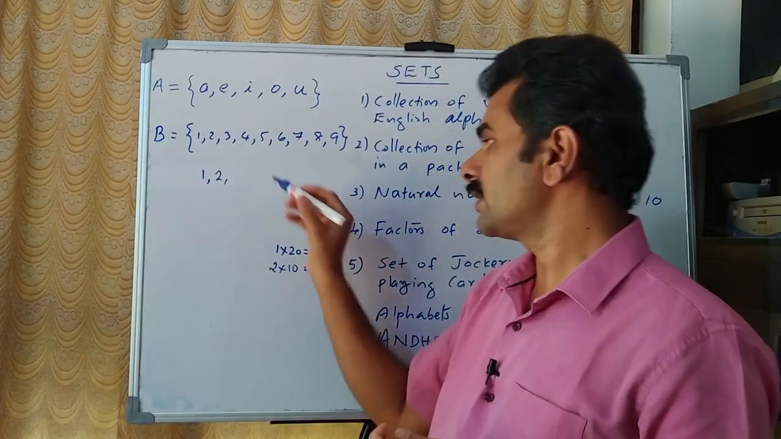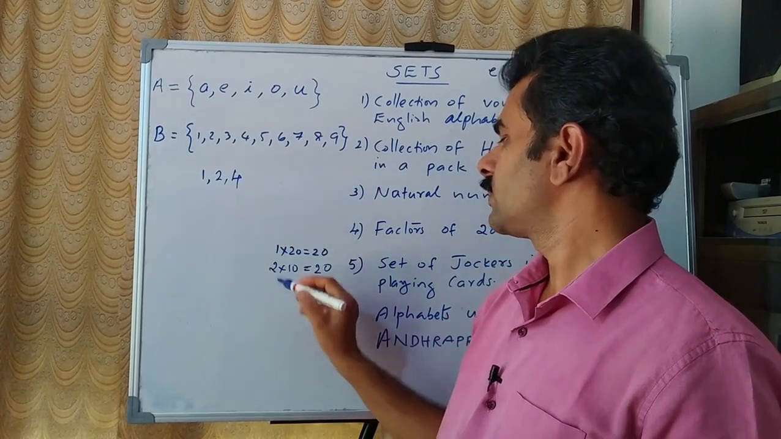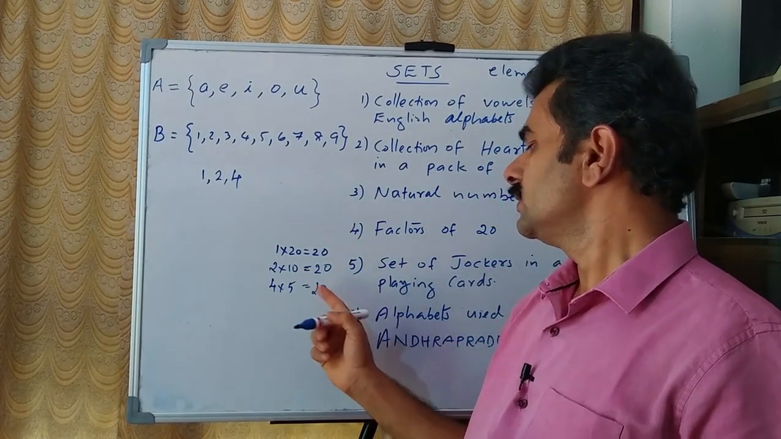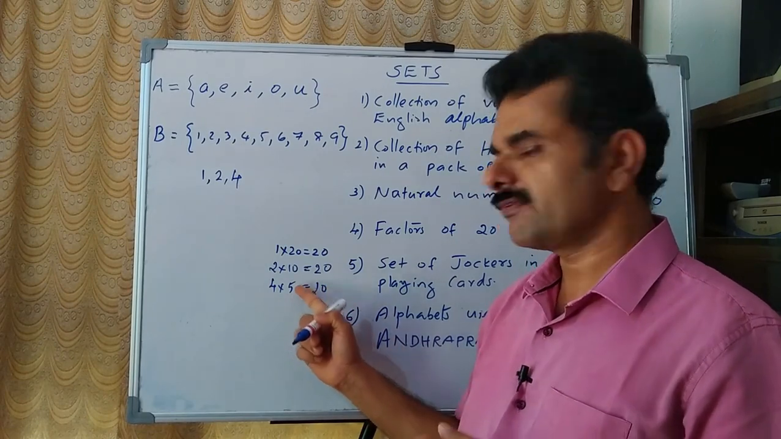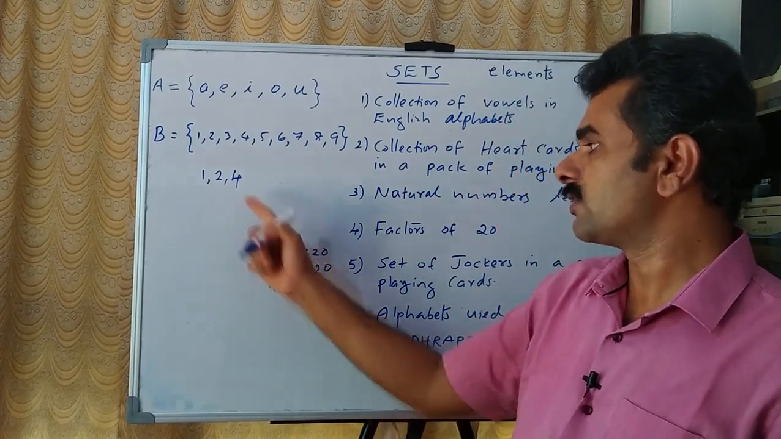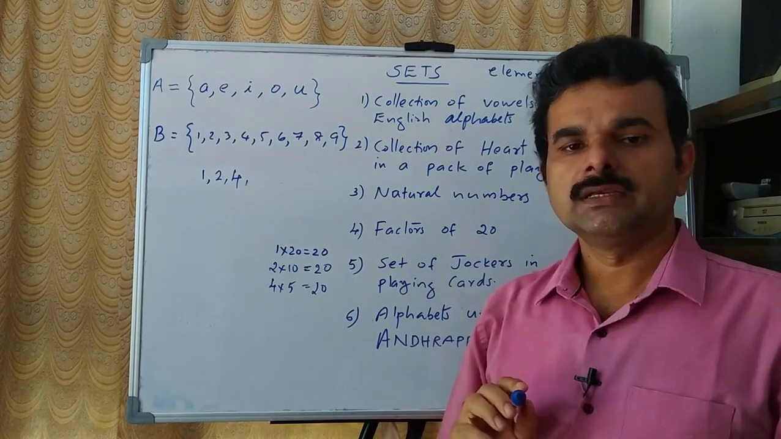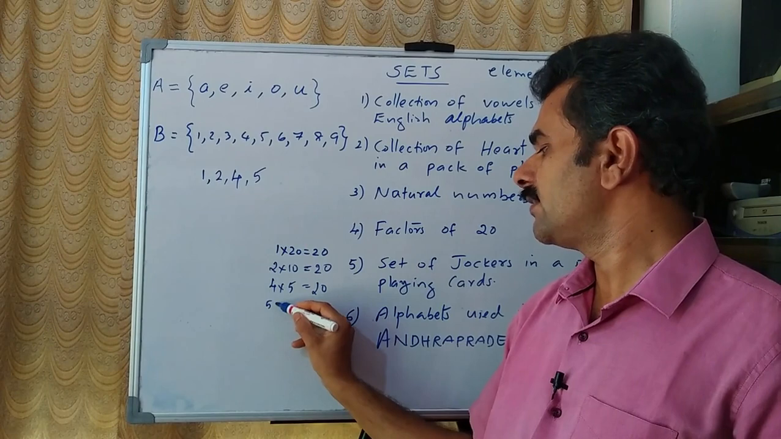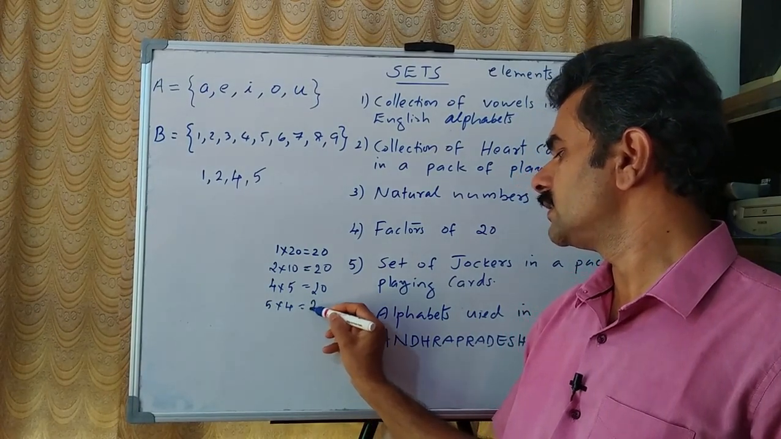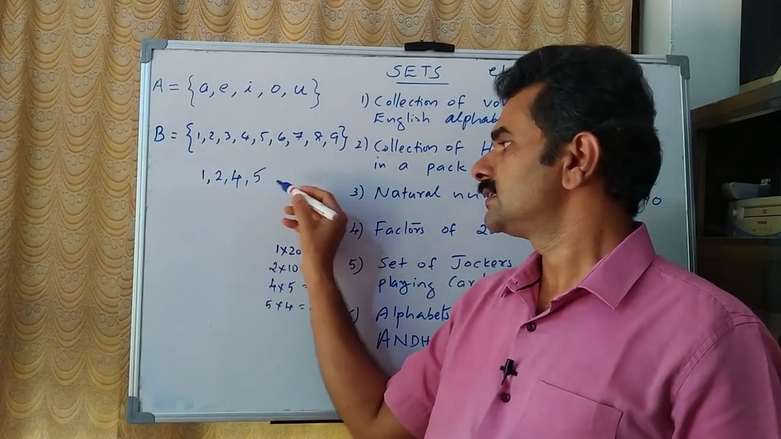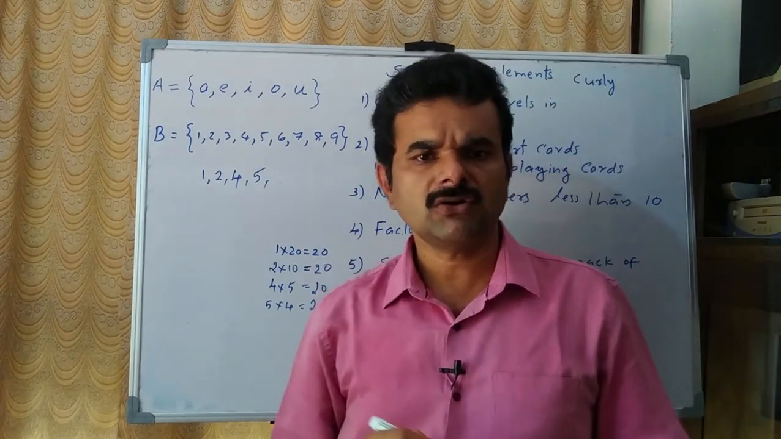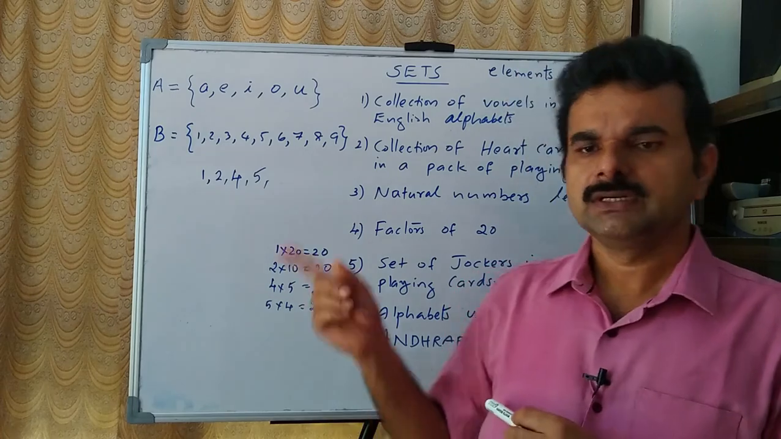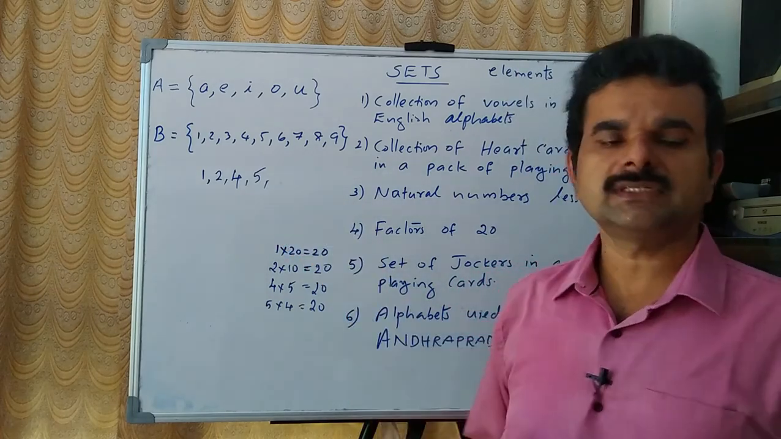4, yes, 4 into 5 is equal to 20. So when 20 is divided by 5, we will get what? 4 as answer. So 4 is a factor. Similarly, 5 is also a factor of 20 because what? 5 into 4 is equal to 20. So 5 is another factor. Is 6 a factor? No. 6 into what? 20? No. There is no corresponding answer for 6, isn't it?